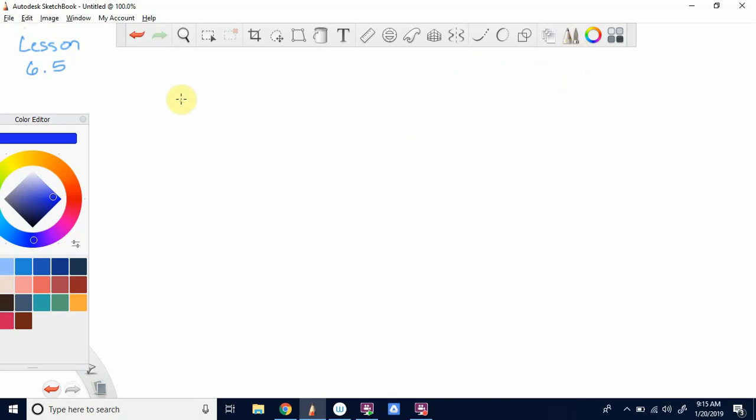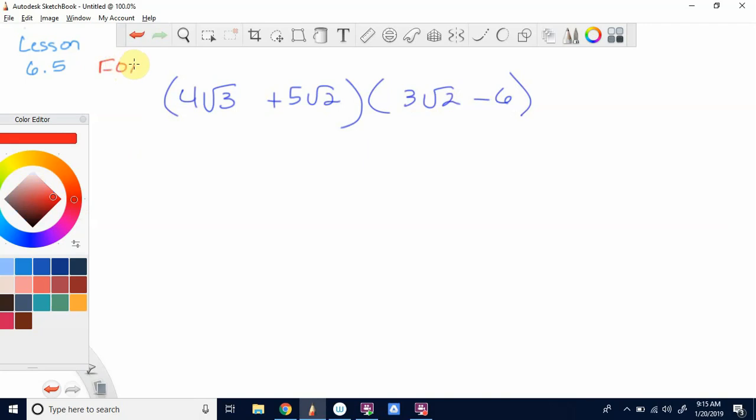Example 5 says simplify 4 square root of 3 plus 5 square root of 2, parentheses, 3 square root of 2 minus 6. Okay, so here the first thing we're going to do is FOIL. Look at them. Are they conjugates? No. So we have to do the entire FOIL. So first times first, 4 square root of 3 times 3 square root of 2, outer times outer. So positive times a negative is a negative.